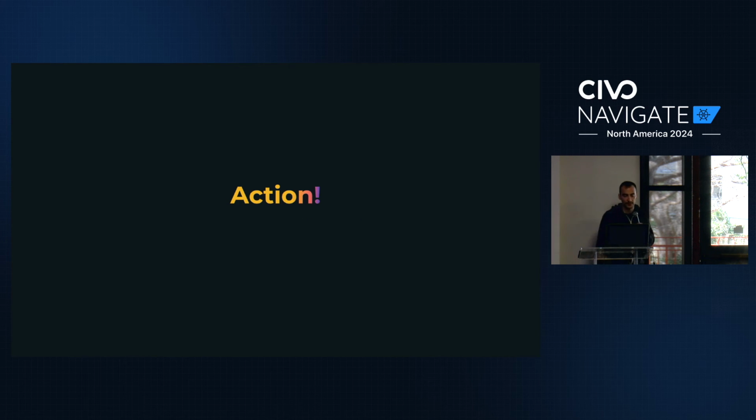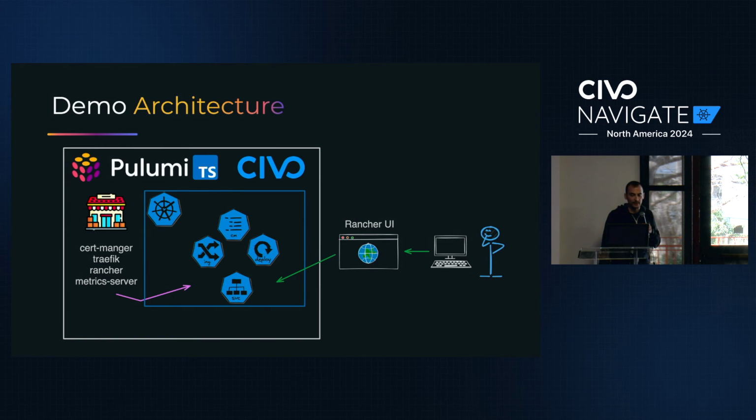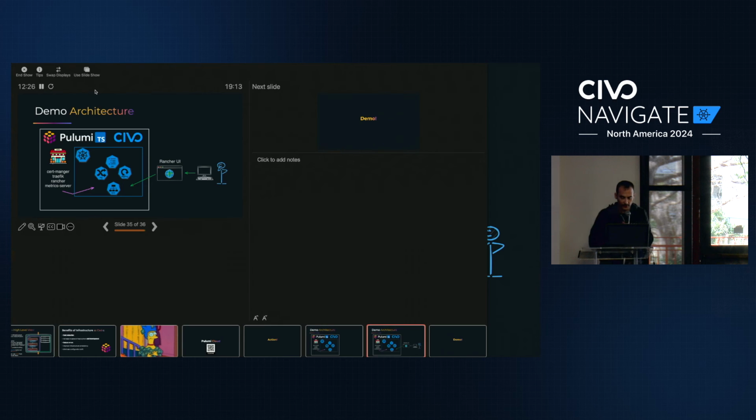Let's go to the action part. What is the architecture we're going to build now? This is completely what Nuno showed here. So I will use TypeScript to generate a Kubernetes cluster, a Civo Kubernetes cluster, and I will access the Civo marketplace to install the cert manager, Traefik, Rancher, and the metrics server. And in the end, we should have access via the Traefik load balancer to Rancher. Okay, so let me close this.